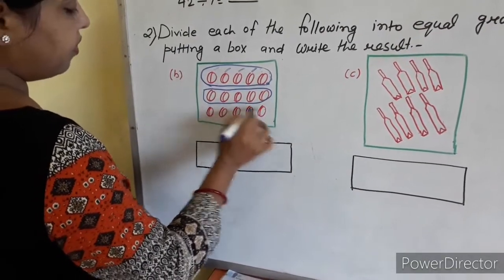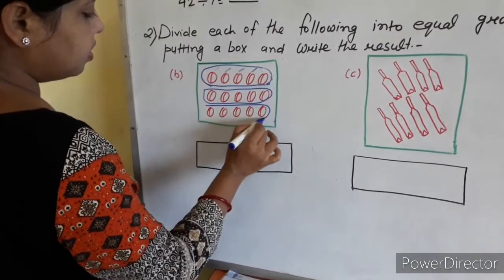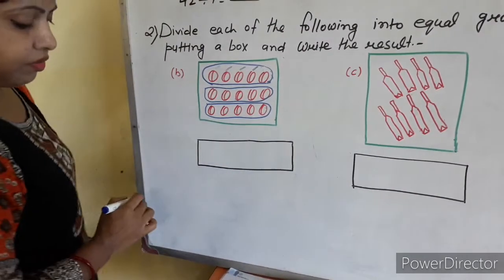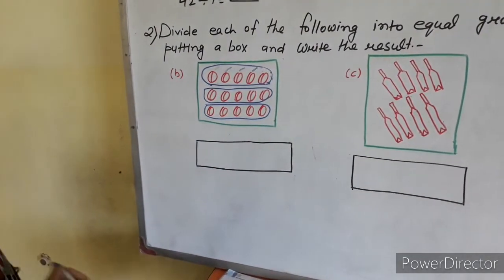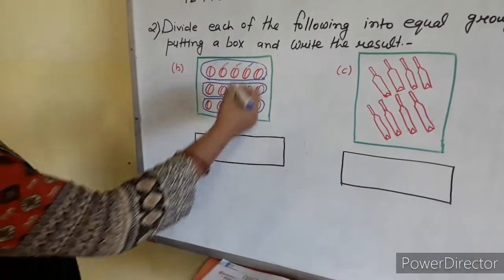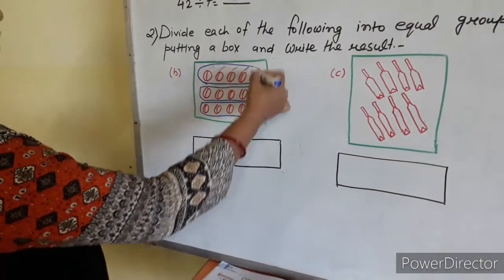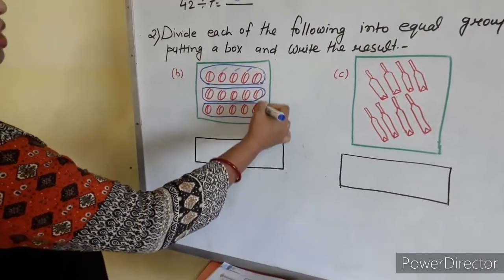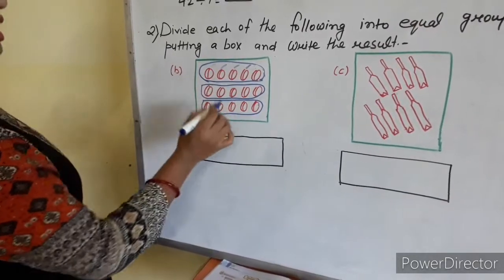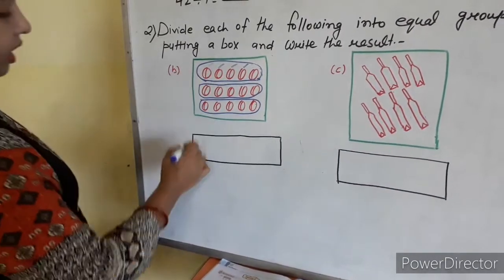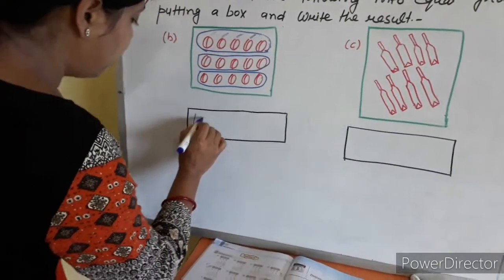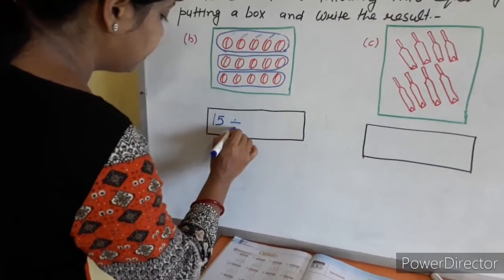1, 2, 3, 4, 5. The number of balls is 15. So we can divide them into 3 groups. 15 balls we can divide in 3 groups, and in each group how many balls are there? 5 balls. So first we write how many balls there are, that is 15.